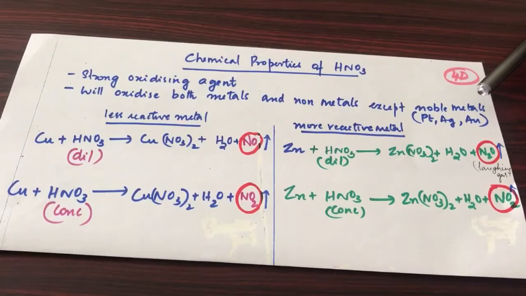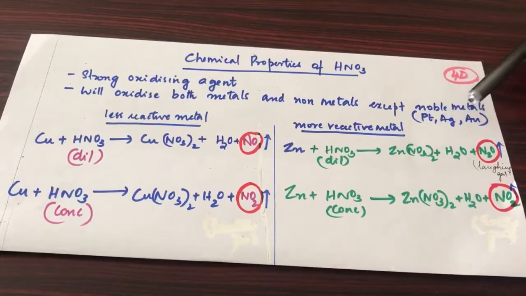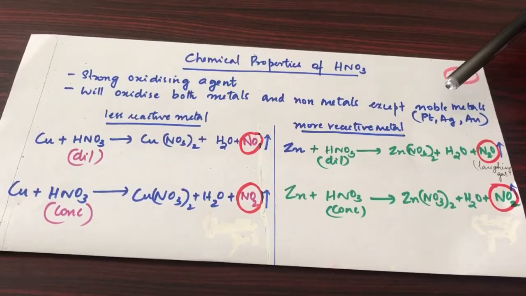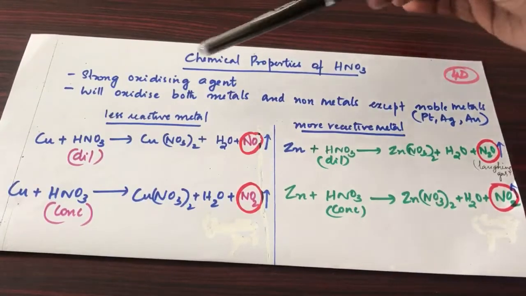Okay, what are noble metals? They are the least reactive metals. You know, platinum, gold, then silver. These are the least reactive metals. So the noble metals are not very reactive. So except for them, all others will be oxidized.